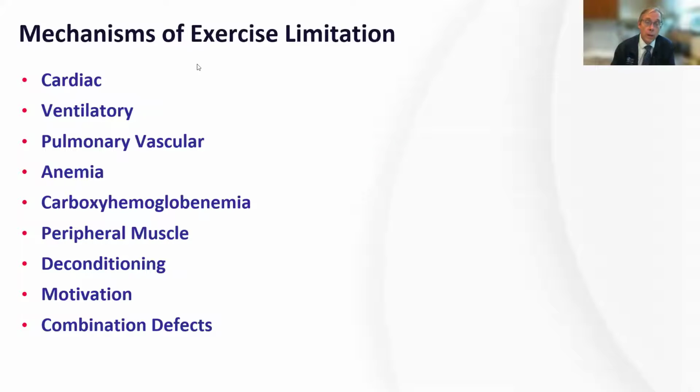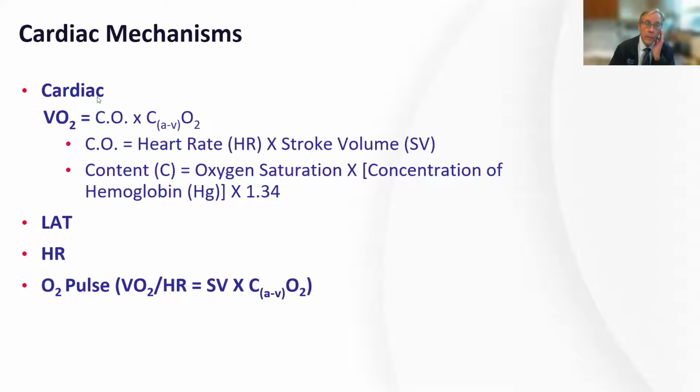Anyway, we're going to talk about mechanisms of exercise limitation, and they can be almost anything here. I'm going to go through these in some detail, but obviously cardiac and ventilatory is something we think about, but a lot of the peripheral muscle and anemia, those kinds of things are actually very important. So the cardiac mechanisms: we've already talked about oxygen uptake being cardiac output times AV difference, and cardiac output being heart rate times stroke volume. So when you see a low peak oxygen uptake, one of these or both of these are abnormal.